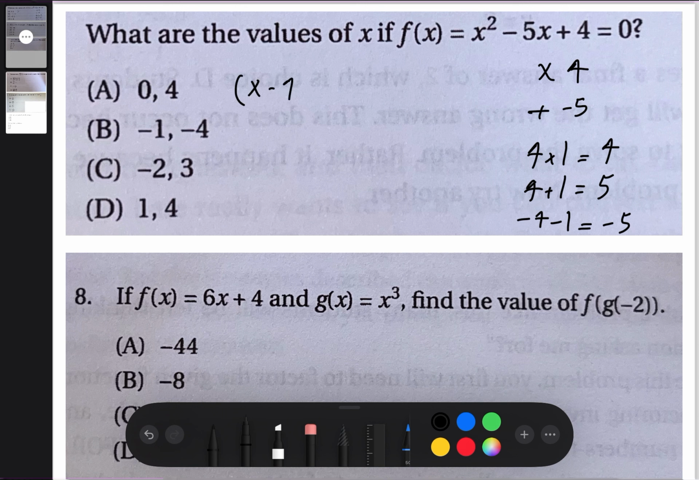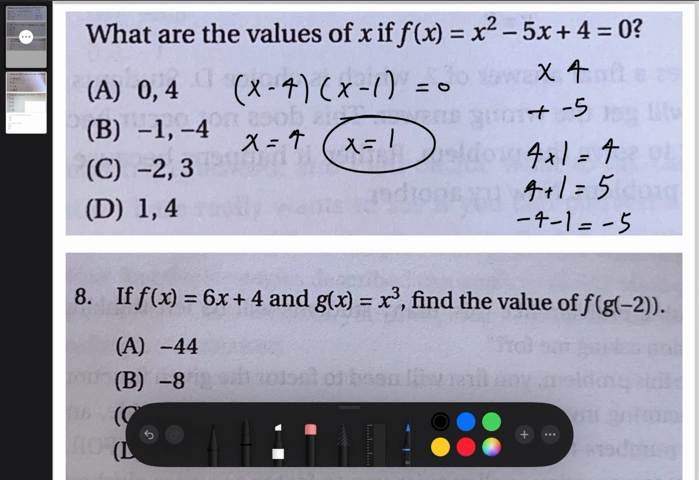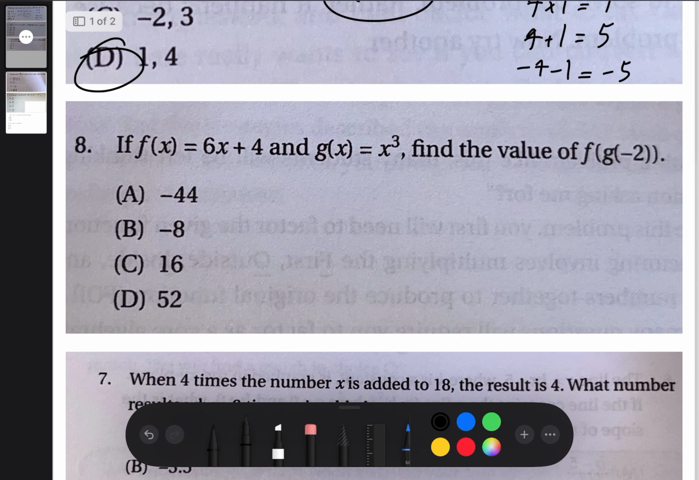So we're going to go ahead and open up two brackets: x minus 4 and x minus 1 equals 0. And according to the zero product property, we can just say x equals 4 and x equals 1. So the correct answer is D, 1 and 4.